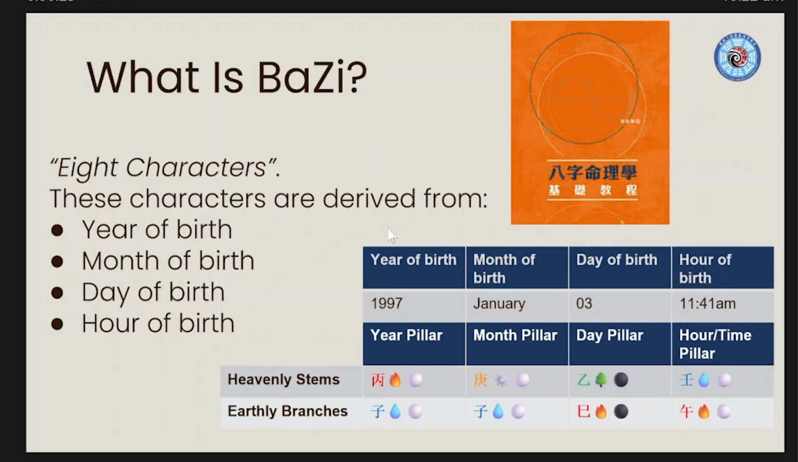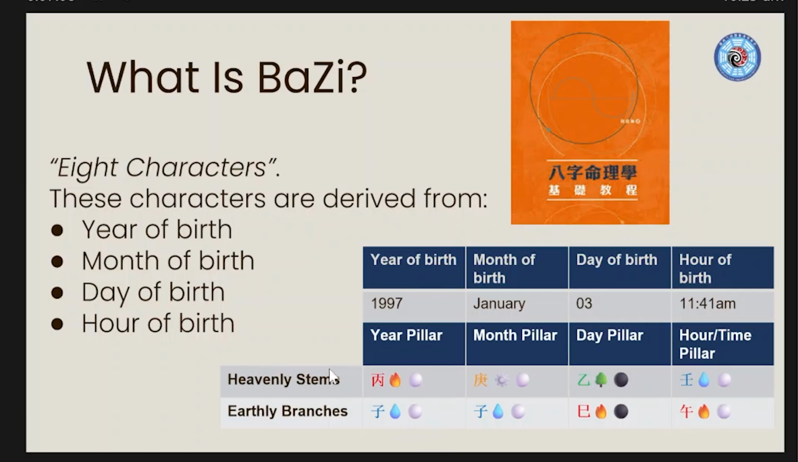So these 4 pillars are derived from the year of birth, what we call the year pillar, and also the month of birth, the day of birth, and the hour of birth. The philosophy behind it is that your birthday information is kind of like a timestamp. So BaZi uses this timestamp to map your energy climate at the moment you arrive in this world.